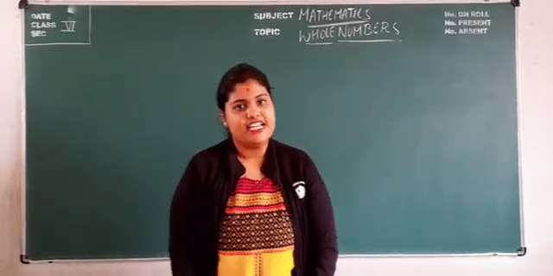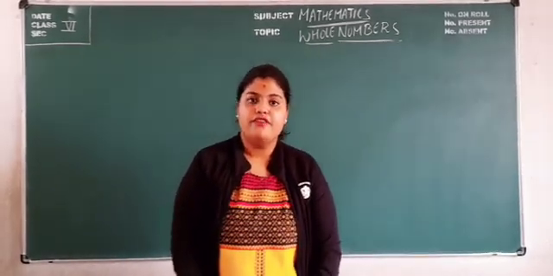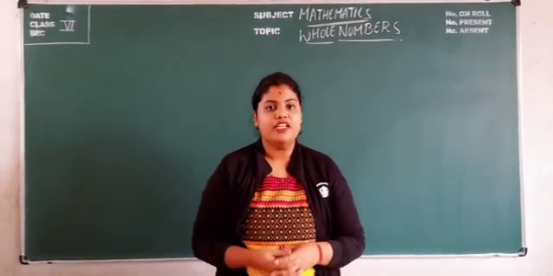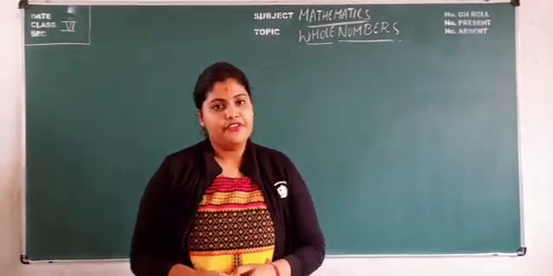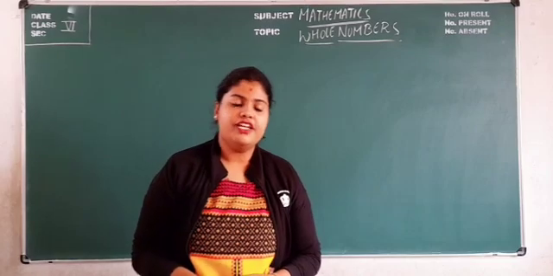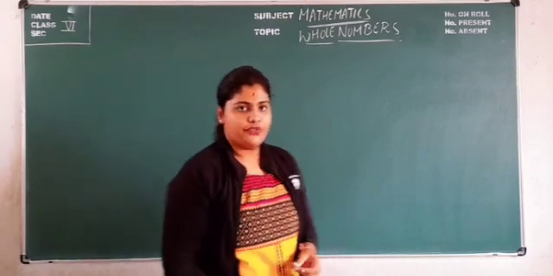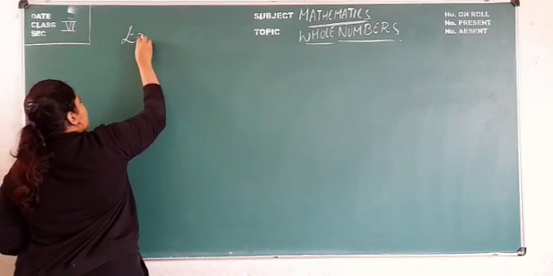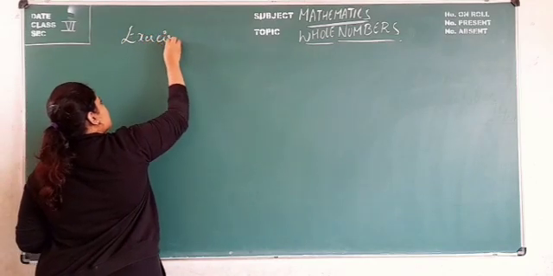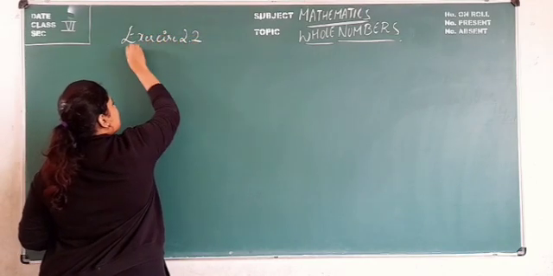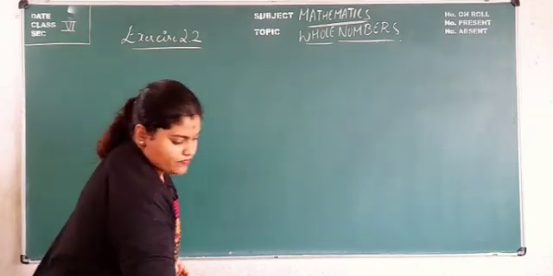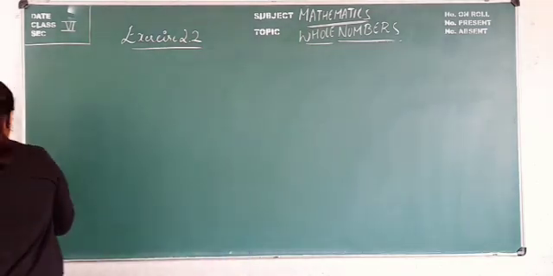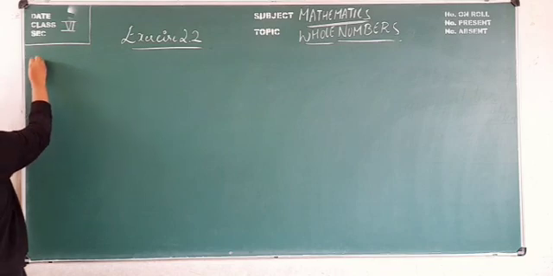In our previous class under the chapter whole numbers, we have solved exercise 2.2. Under exercise 2.2, in our previous class we have solved 4th question. In today's class we shall see 5th question under exercise 2.2. So they have given one word problem which we will solve.